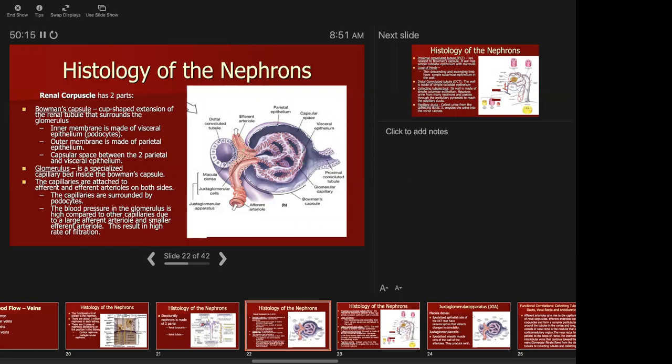If you take the capillary, the inner layer is made of visceral epithelium, and those epithelial cells here are called podocytes. This one here, they're called podocytes. But this one here, the outer, is made of parietal cells. And of course, I mentioned the space here.